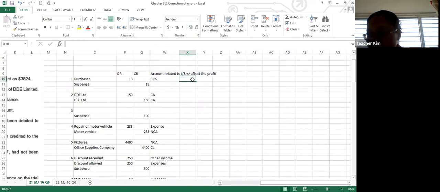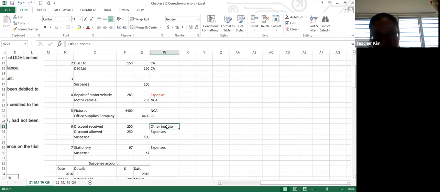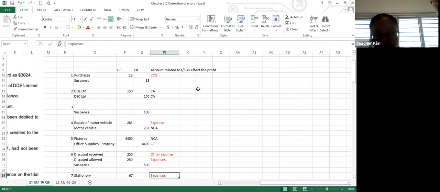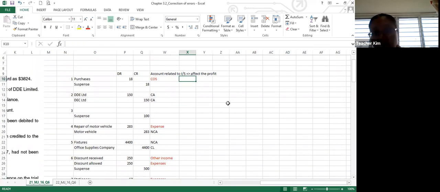Those are the accounts that appear as income statement items, income statement accounts, for example cost of sales, this one expenses, this one cost of sales, expenses, and then other income, expenses. So these four entries will affect. For your D, the question asked about affecting profit: this one, yes. And then this one also, yes. This one also, yes.